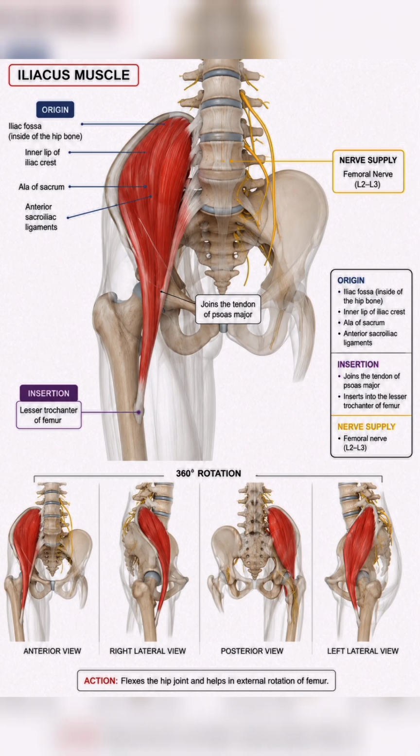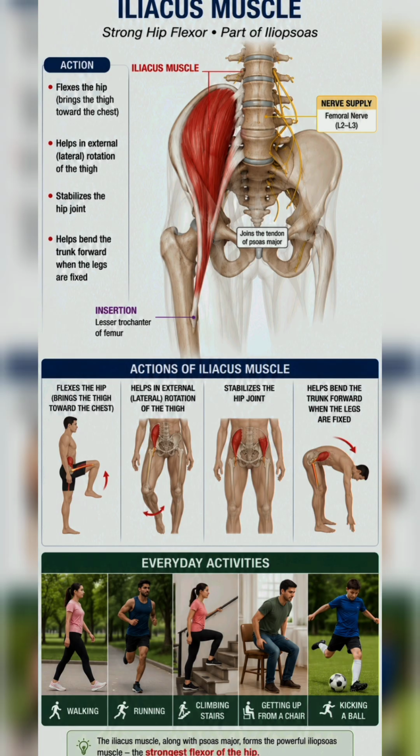Now the nerve supply, of course, is from the femoral nerve because it is related to the femur bone, right? And the femoral nerve is L2 to L3, from the lumbar plexus. So actions we will see in the next part.